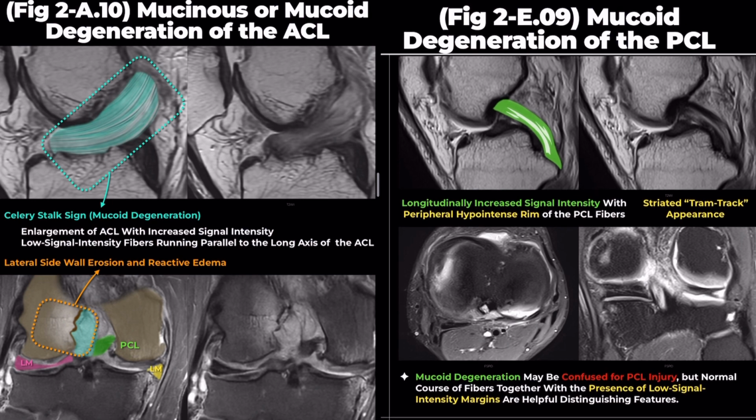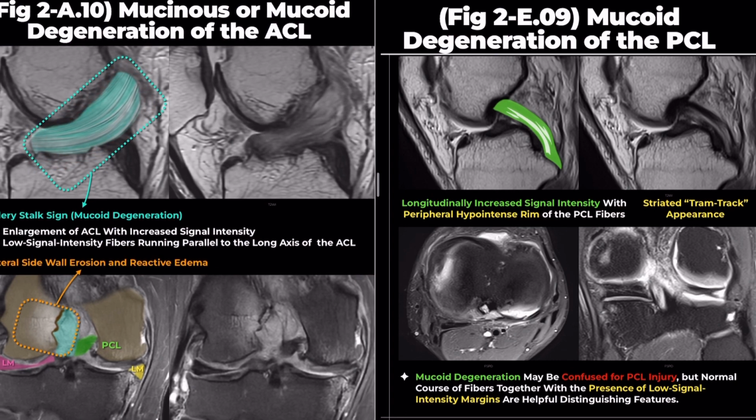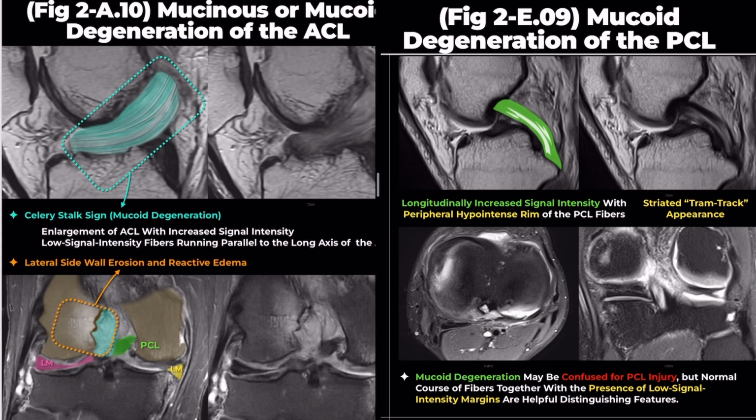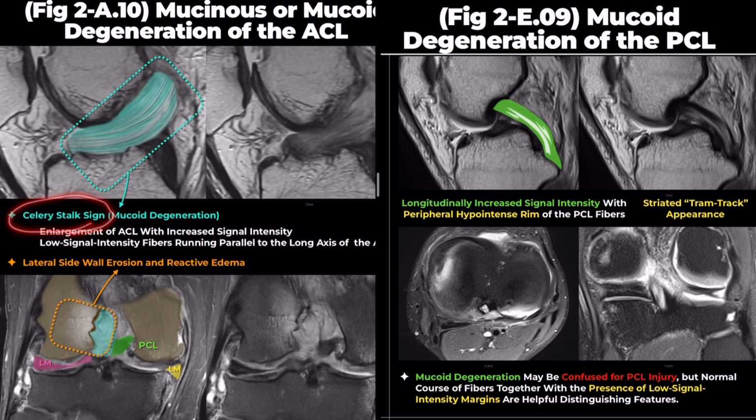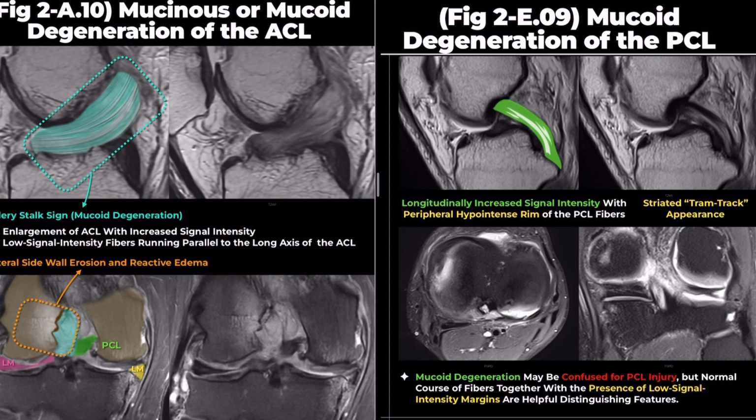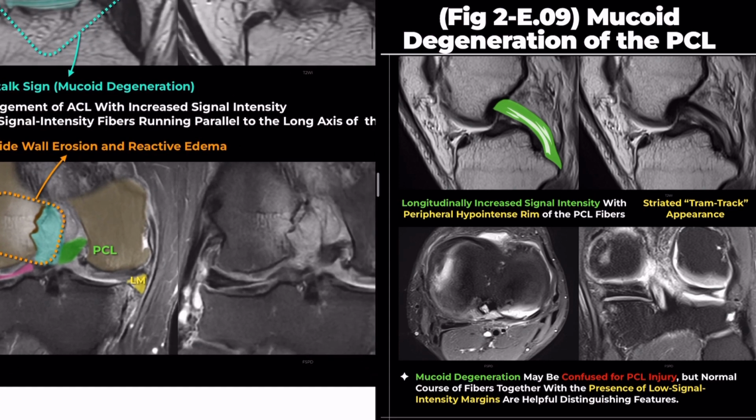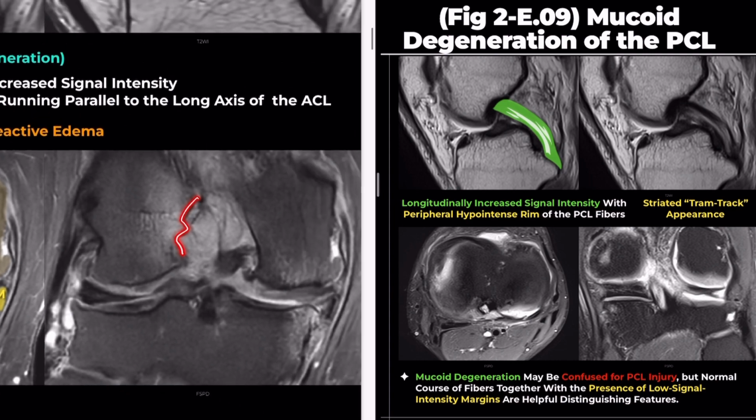Additionally, it's worth noting that the ACL, like the PCL, can undergo mucoid degeneration. However, the presentation slightly differs. For the ACL, an enlargement with increased signal intensity and low signal intensity fibers running parallel to the ACL's long axis is observable. This is known as the celery stalk sign. The ACL may also show lateral side wall erosion and reactive edema.